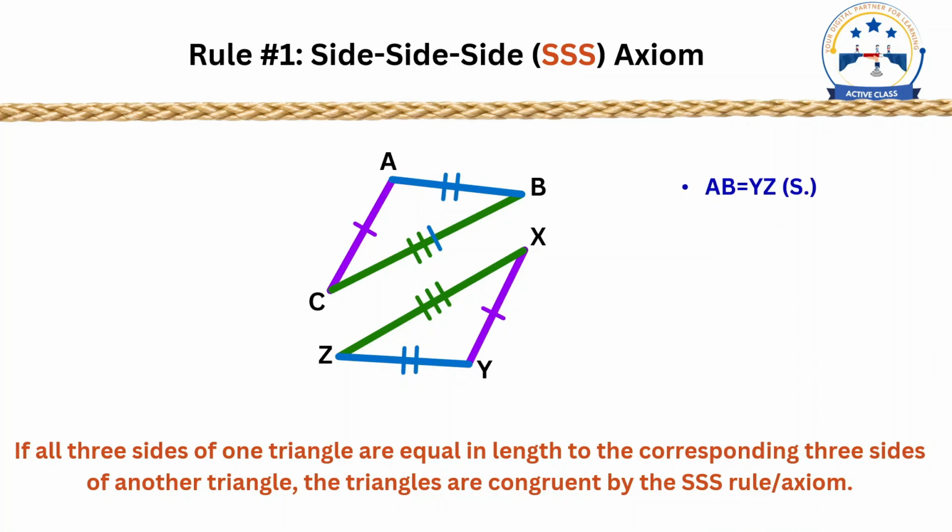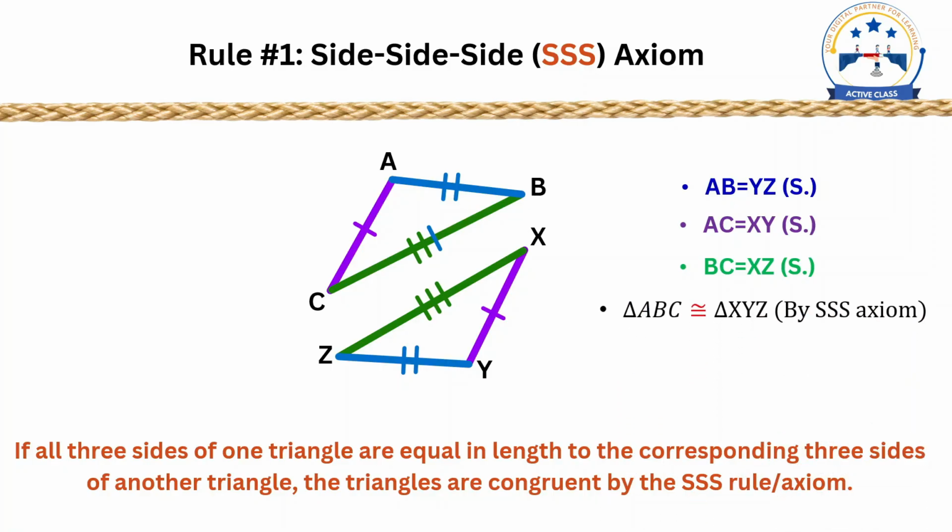Here, AB is equal to YZ. It's a pair of corresponding sides. AC equals XY, another pair of equal sides. And BC equals XZ, the third pair of equal sides. Boom! Triangle ABC is congruent to triangle XYZ by SSS axiom. Whenever we see two triangles in this form, then we can directly call them congruent by SSS axiom.